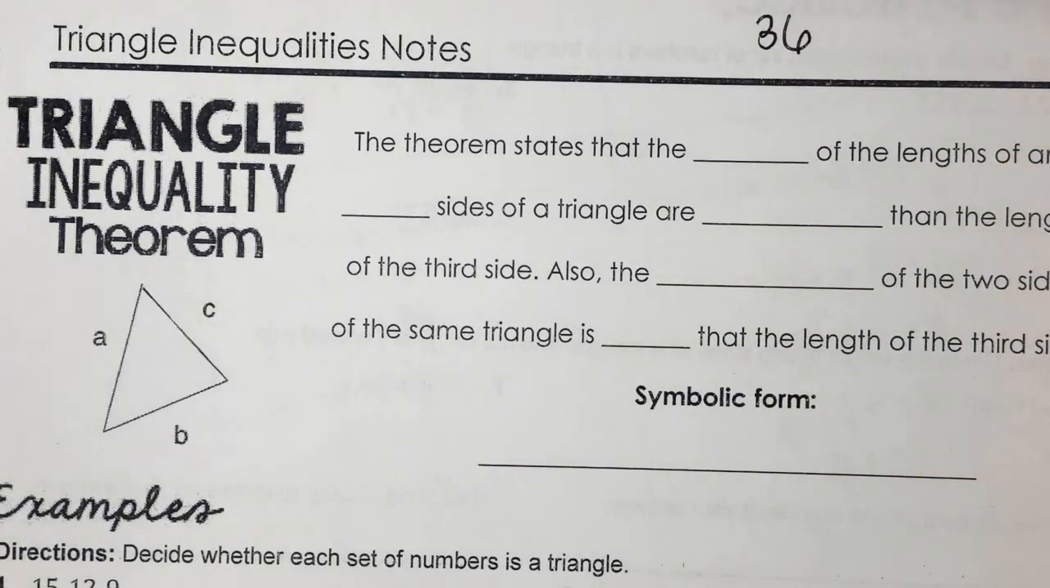You know the triangle angle sum theorem now. You know the exterior angle sum theorem now. You know the isosceles triangle theorem. And you know the theorem about equilateral triangles. This is the triangle inequality theorem.